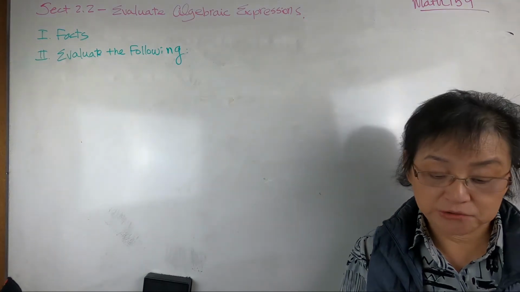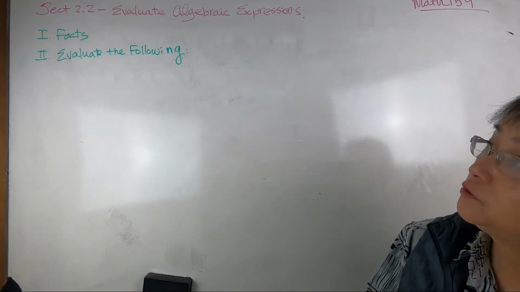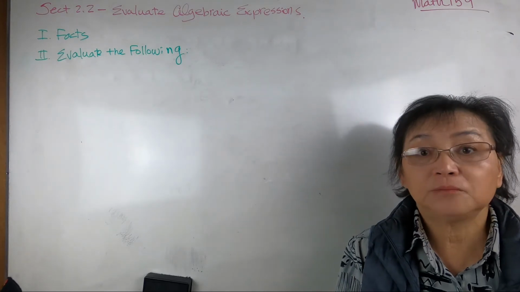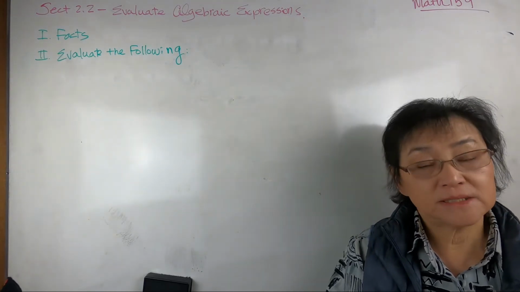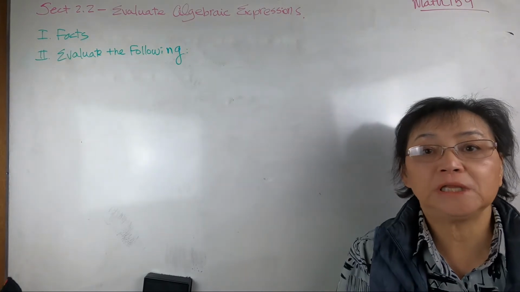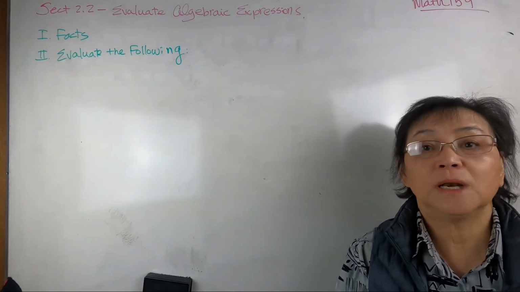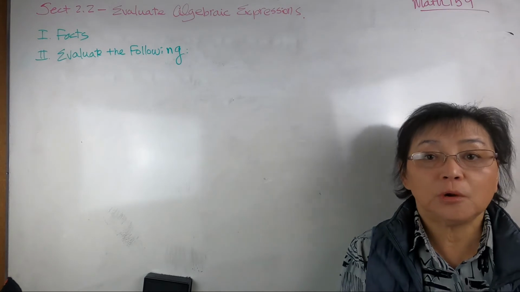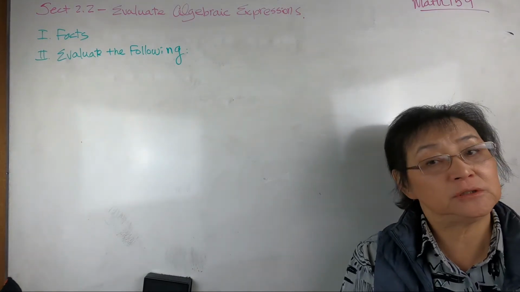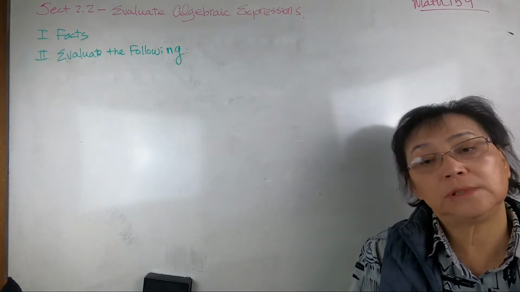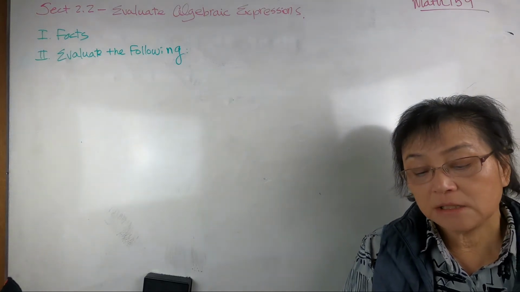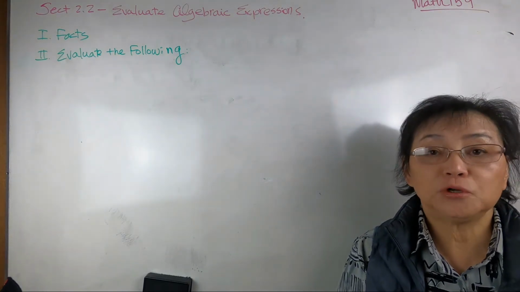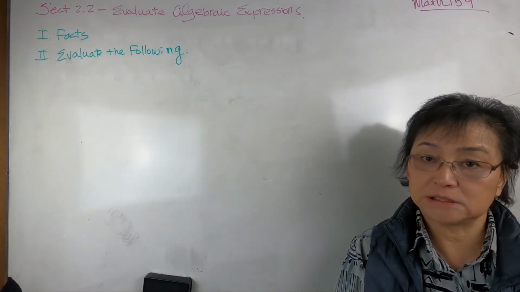We are on page 15, section 2.2, evaluate algebraic expressions. Last time we talked about numbers, positive and negative, and how to operate on them: add, subtract, multiply and divide. We also talked about order of operations. You have to follow certain rules to do that. So today we are going to talk about expressions. Math language, we call it expressions.